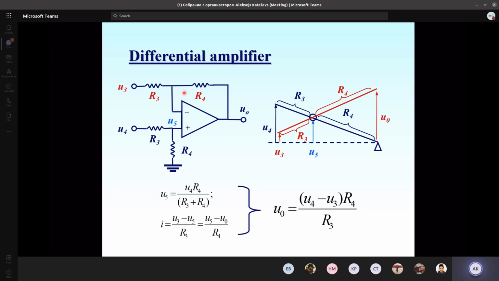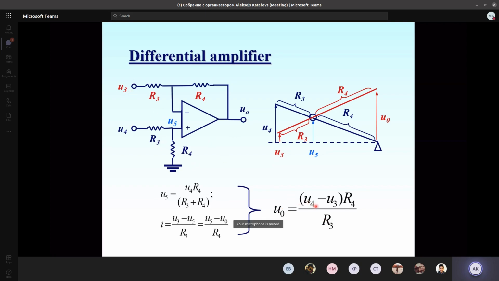On the other hand, it is the current that flows through R4, and we may write it down following Ohm's law as a voltage drop over R4, which is a difference of U5 minus U out, divided by R4. By combining these two equations, we have to exclude U5 out of this equation. Making some algebraic transformation, we will get finally the result. Please try to make this transformation on your own and make sure that indeed the output of the differential amplifier is proportional to the difference in the inputs.